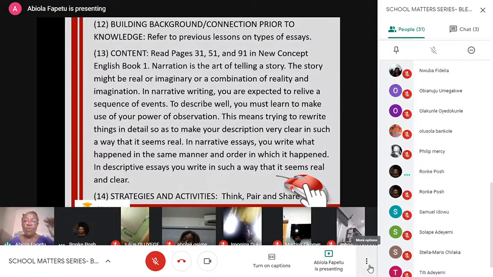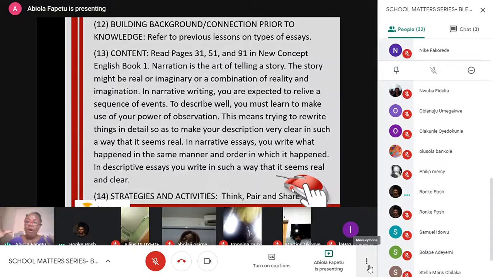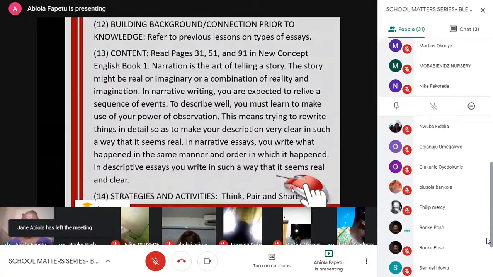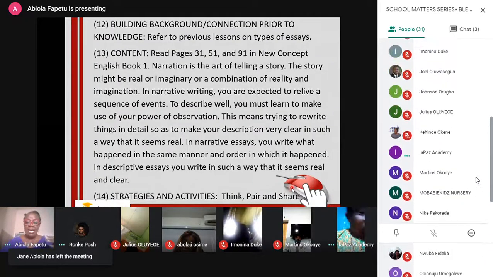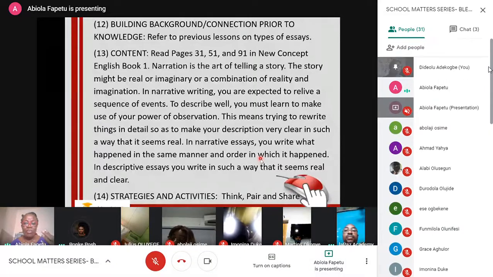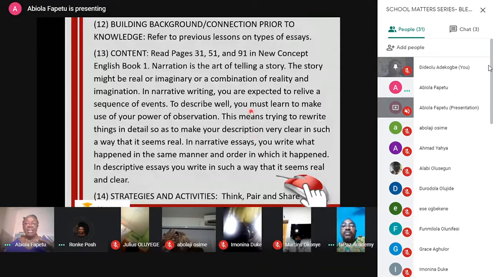And so we now say content. Read pages 31, 51, and 91. Before, we just gave them the information. There was nothing they needed to do with it. But now we're saying we should read pages 31, 51, and 91 of the English book. And then we give them a little narration.